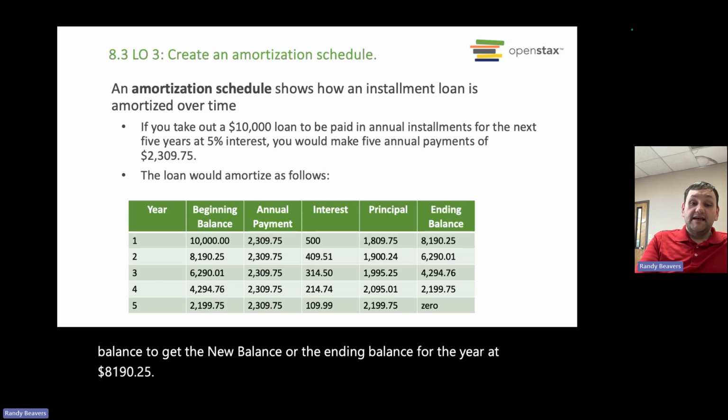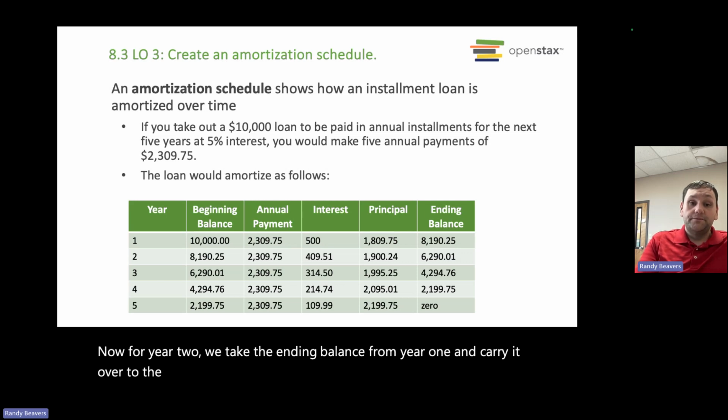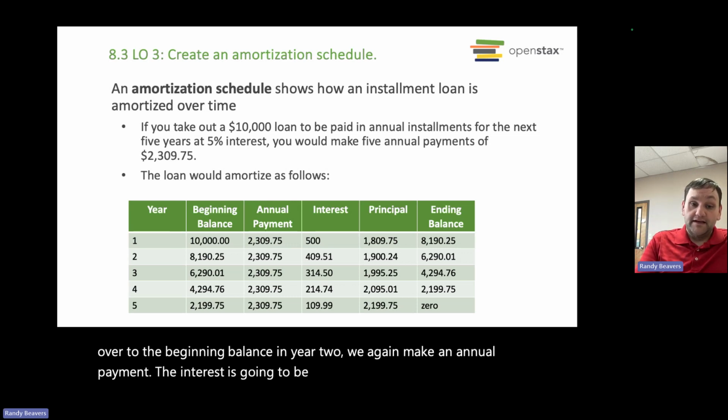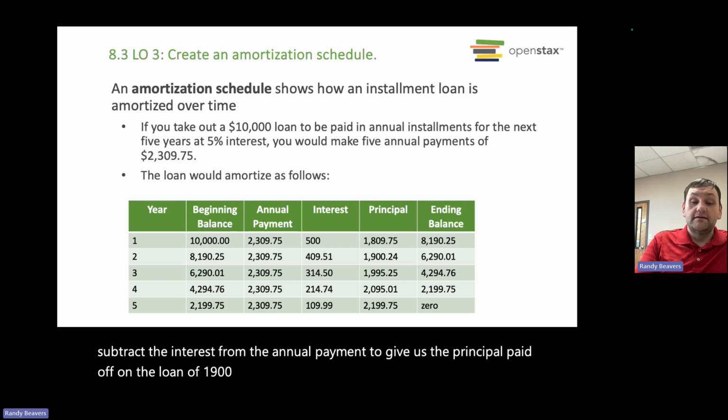Now for year 2, we take the ending balance from year 1 and carry it over to the beginning balance in year 2. We again make an annual payment. The interest is going to be 5% of $8,190.25, which is $409.51. We subtract the interest from the annual payment to give us the principal paid off on the loan of $1,900.24, giving us an ending balance of $6,290.01.